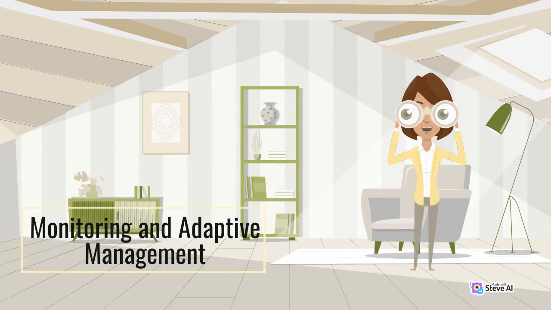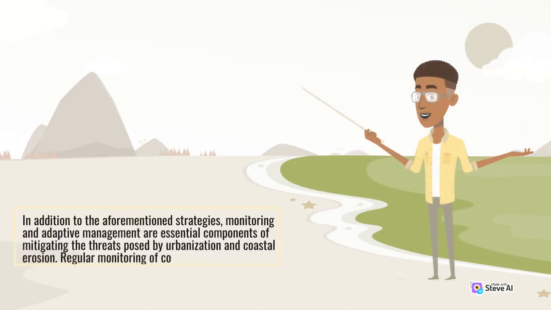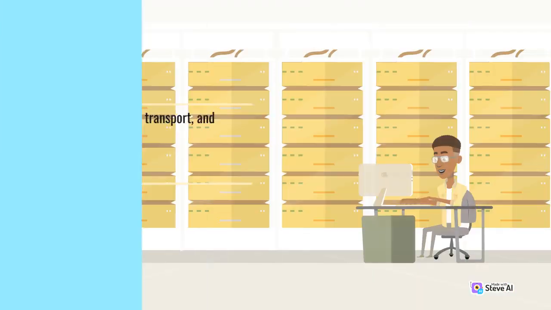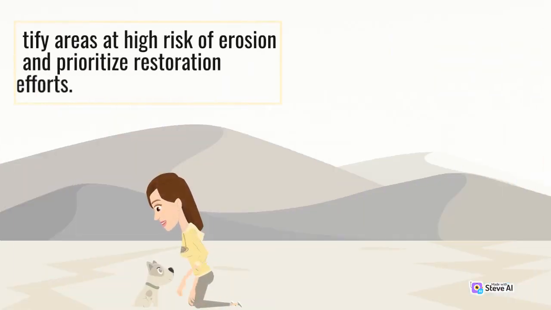Monitoring and adaptive management. In addition to the aforementioned strategies, monitoring and adaptive management are essential components of mitigating the threats posed by urbanization and coastal erosion. Regular monitoring of coastal erosion rates, sediment transport, and shoreline changes provides valuable data to inform decision-making and tailor mitigation efforts according to specific needs. This data can also help identify areas at high risk of erosion and prioritize restoration efforts.